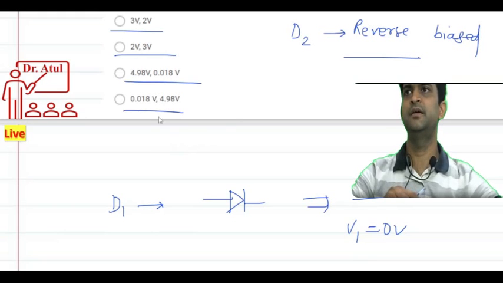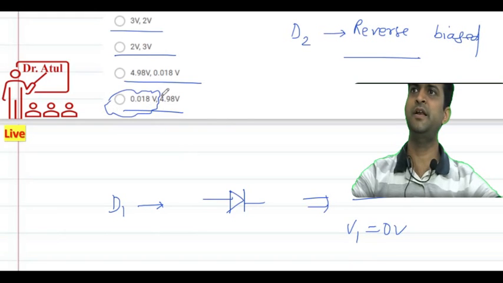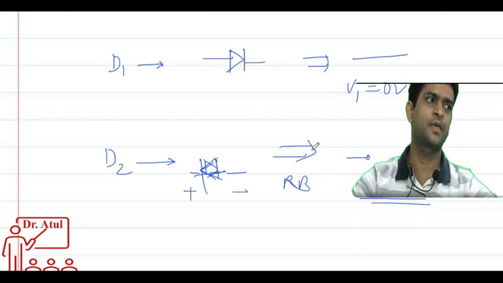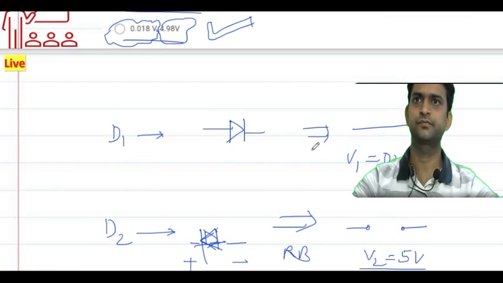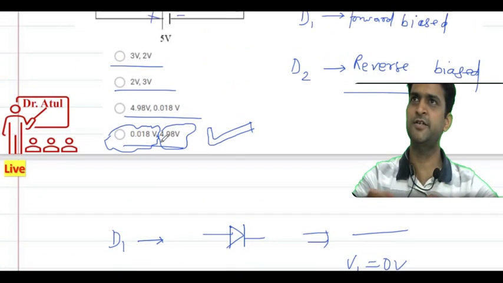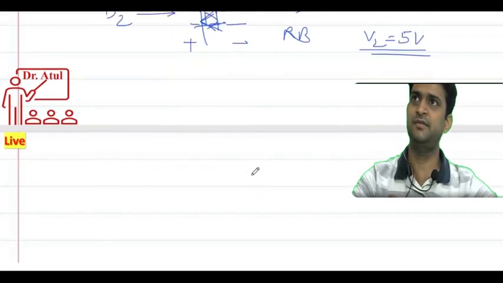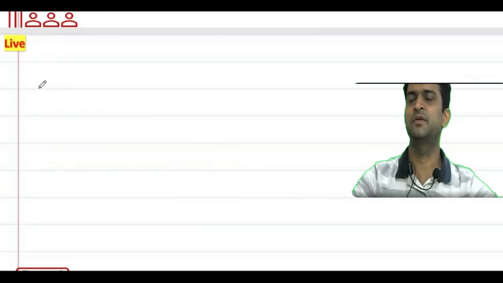So we can say that there is no option which is exactly equal to these values. Approximately, answer number 4 is correct, because V1 is given as 0.018 when V2 is given as 4.98, which is nearest to our answer. But the question is how to get the exact value. To get the exact value, we have to use the Shockley equation, or diode current equation, that we have seen in earlier videos.